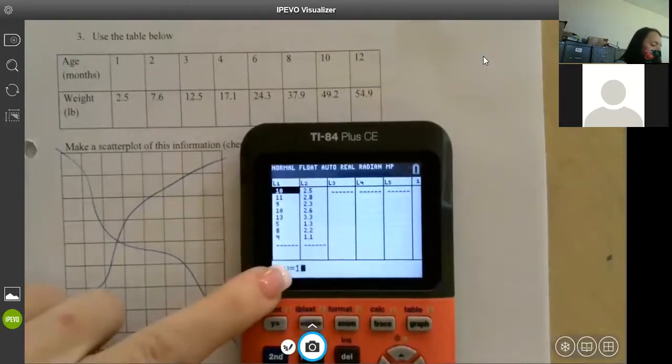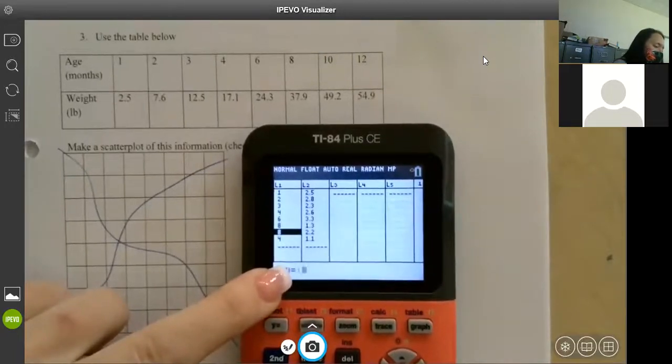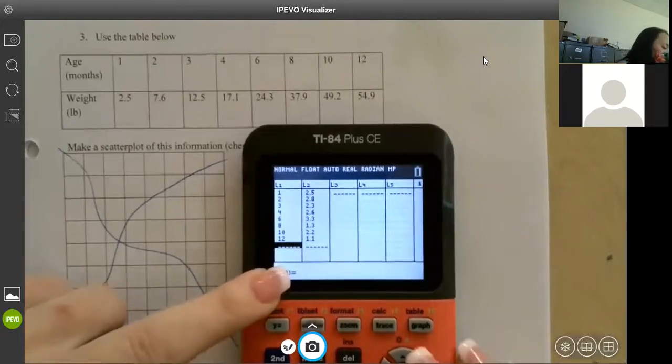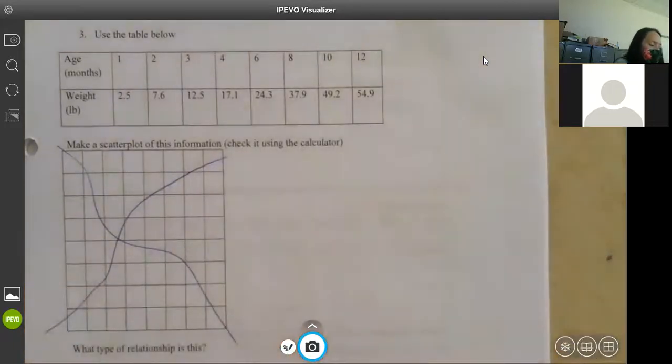Remember what I said? You can literally just type over these if you want to. That's typically what I do, so that way I don't have to worry about deleting my L1. And check them: 1, 2, 3, 4, 6, 8, 10, 12. And then I'm going to pick it up for the other ones because they're bigger numbers.